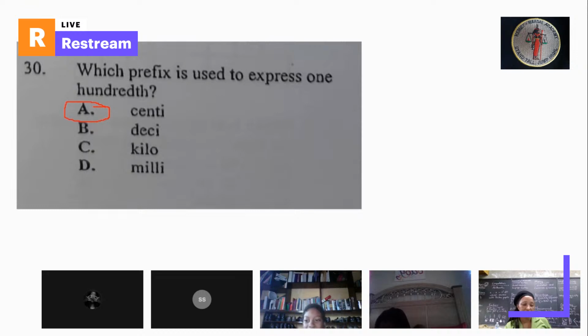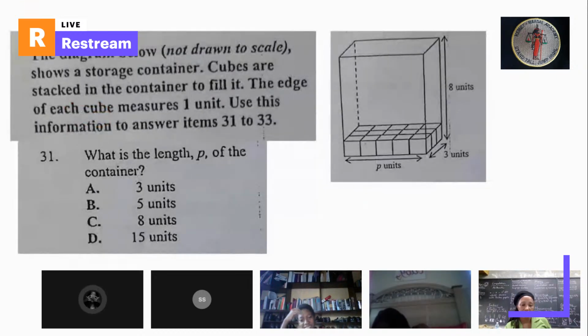Miss, would decimal mean 1,000, miss? No, 1/10. And kilo is 1,000, and milli is 1,000th. I thought it was a million.